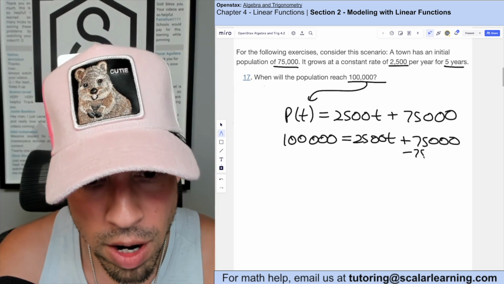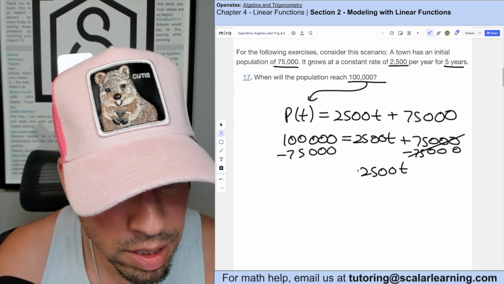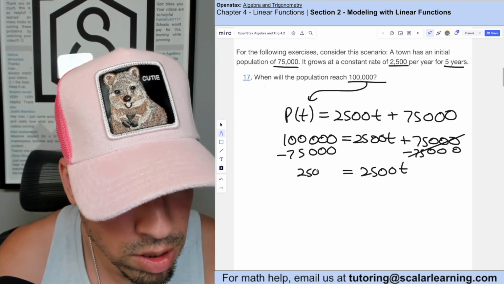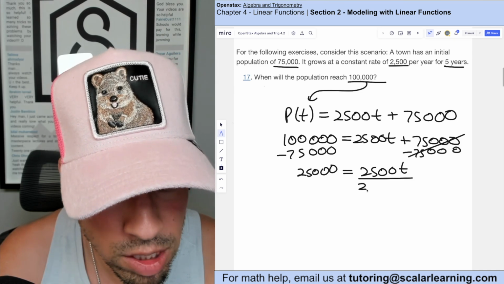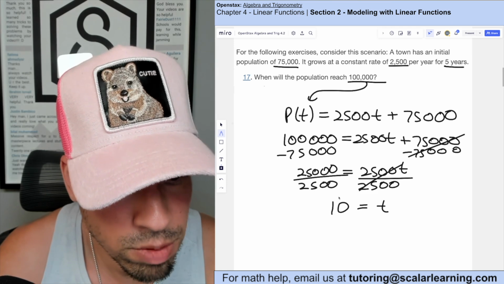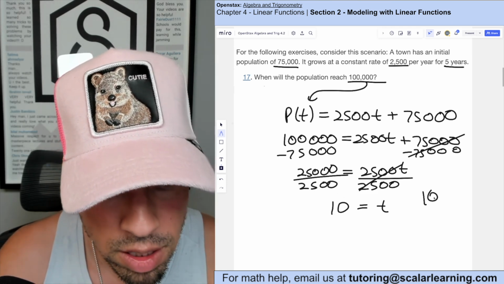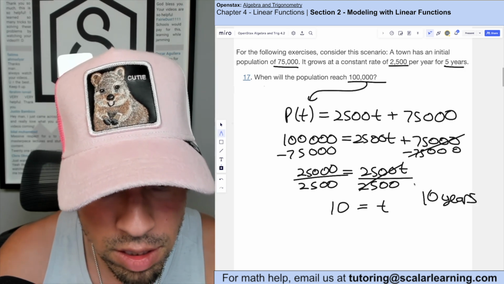So first I'm going to subtract 75,000 from both sides. And I get 2,500 t equals 25,000. Then last but not least, I'm going to divide both sides by 2,500. And we get t equals 10. So what does this mean? This means that the population will reach 100,000 in 10 years.